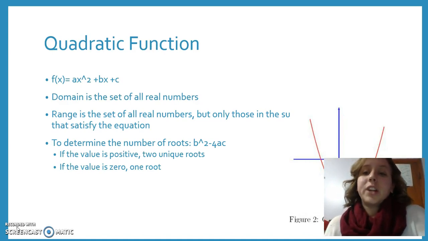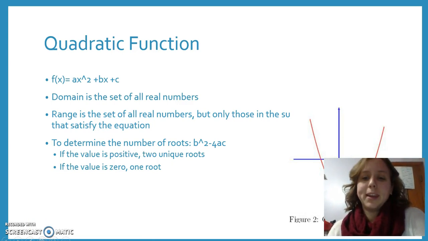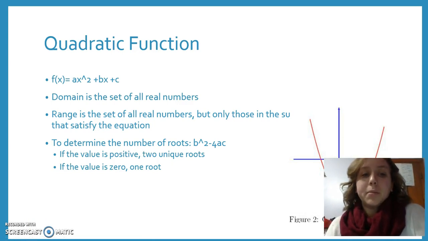So next is a quadratic function. Sorry if you can't see the picture because of me, but it's usually a parabola, and the form is ax squared plus bx plus c. The domain is the set of all real numbers, and the range is a set of all real numbers, but only those that satisfy the equation. I'm sorry for the typo that I have right there.